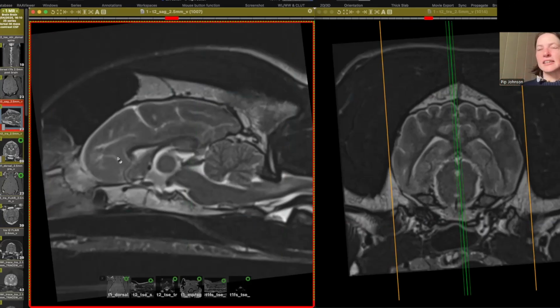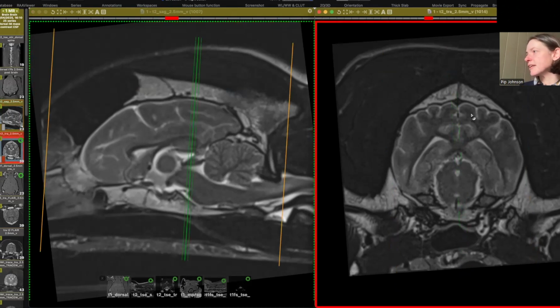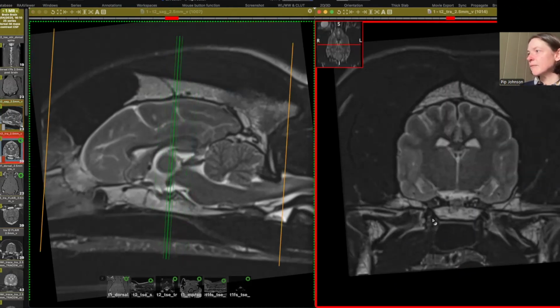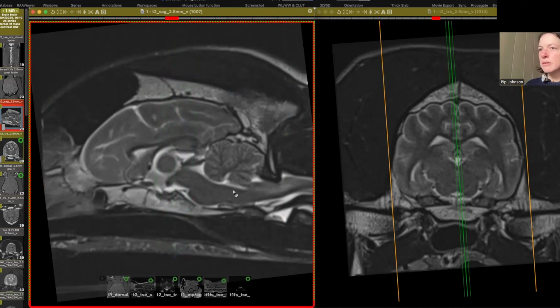So this is a standard clinical brain MRI that we're going to do the measurements for the canine cognitive dysfunction study on. This is a standard sagittal plane T2 weighted sequence, and this is a transverse plane T2 weighted sequence here. And we're going to start off and do some measurements on these two.